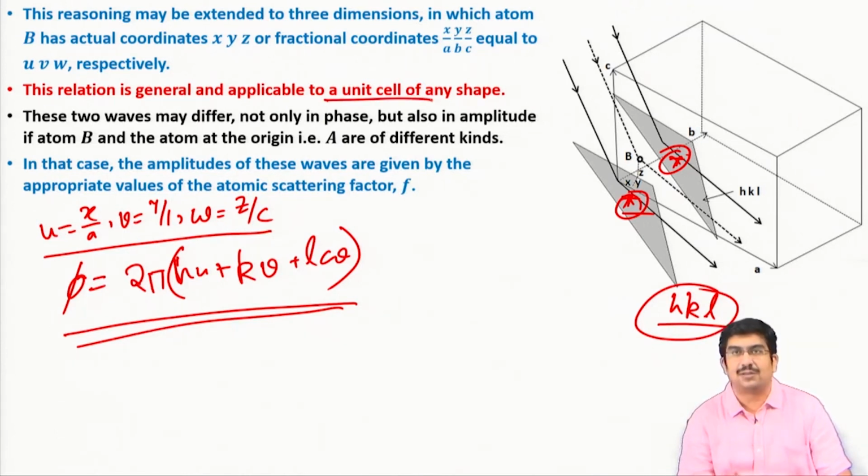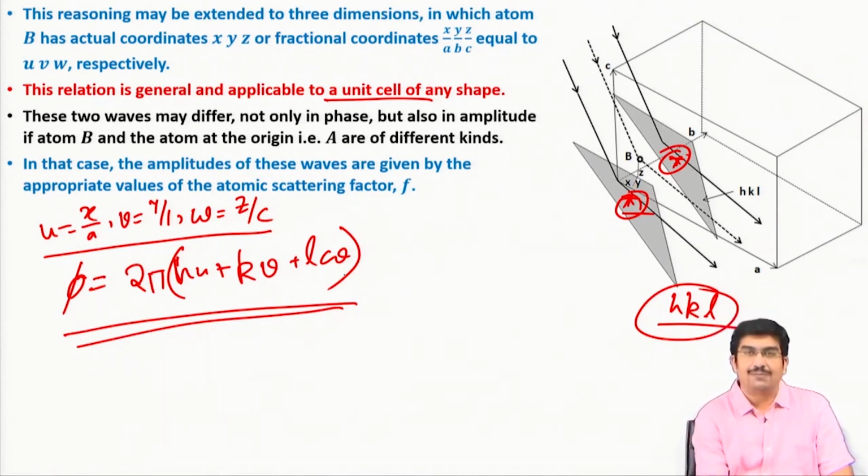There is no restriction, because everything is arbitrary here: a, b, c, the lattice parameters, and their angles, we did not define anything. The relation between a, b, c can be anything. That means this unit cell can be any one of the 7 crystal systems or 14 Bravais lattices, anything, and for all of them this relationship will be valid. That means this relation is completely general.